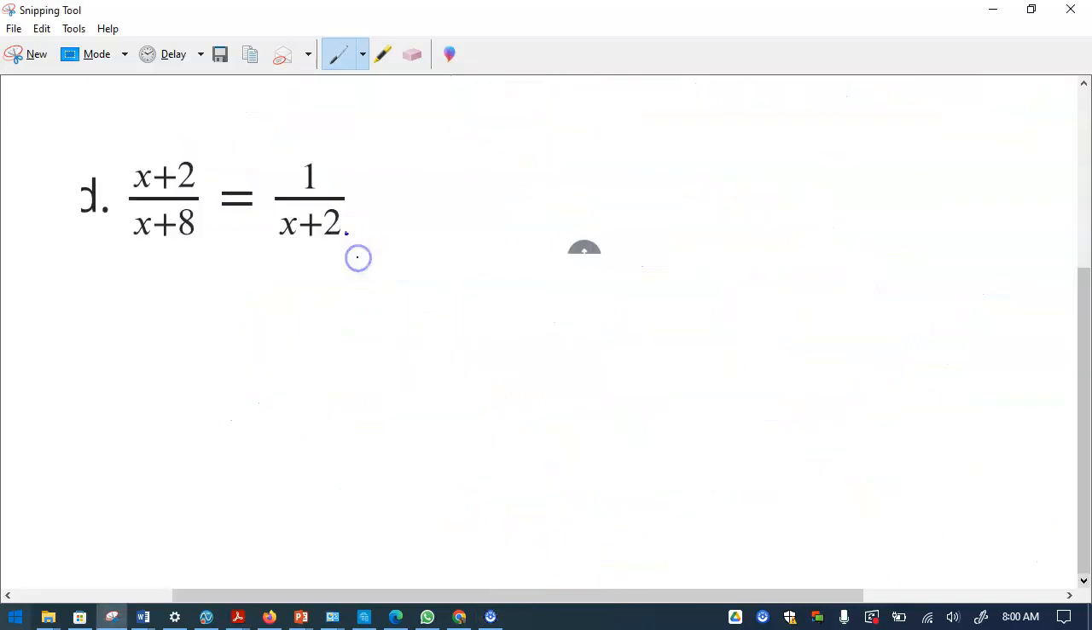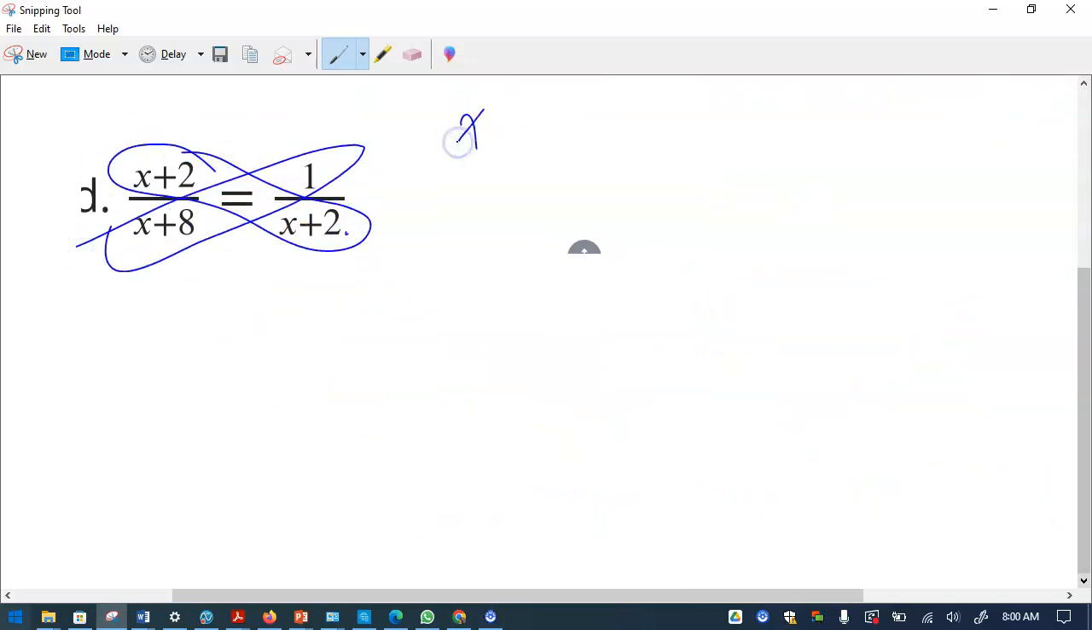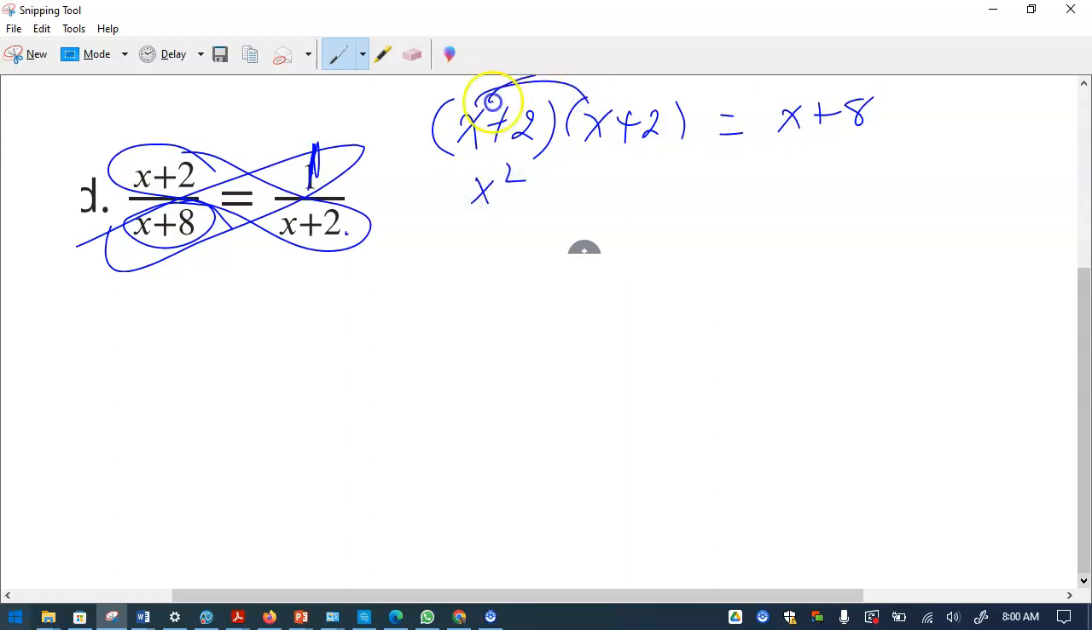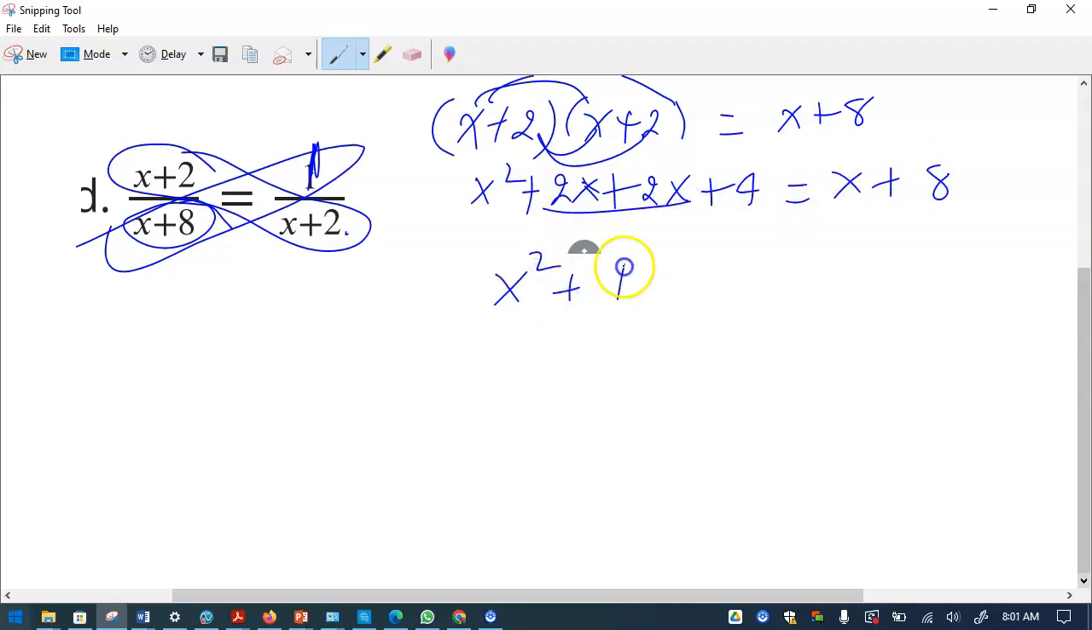Look at this one. You can do the same thing, use cross product. So x plus 2 and x plus 2 is multiplied by itself. And then 1 times anything is the same, so the denominator x plus 8 will remain. And the left side, you can use the FOIL method. X times x is x squared. X times 2 is 2x. 2 times x is again 2x. And 2 times 2 is 4. Combine this and you get x squared plus 4x plus 4 equals x plus 8.